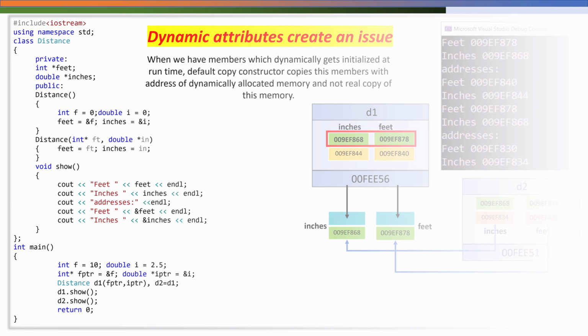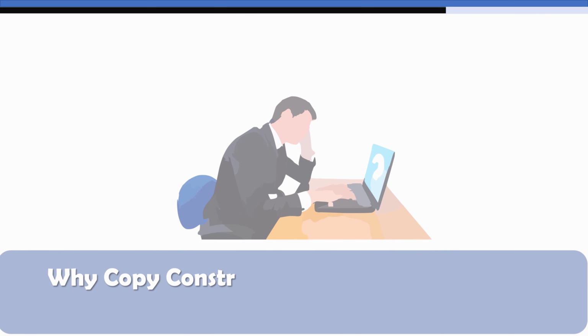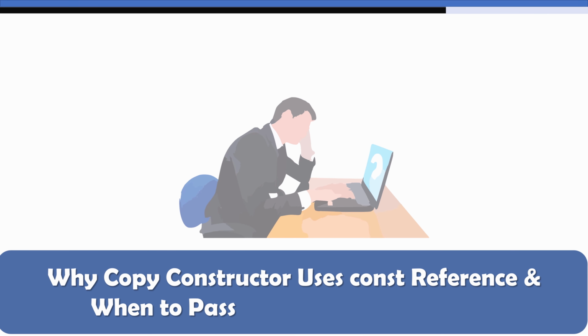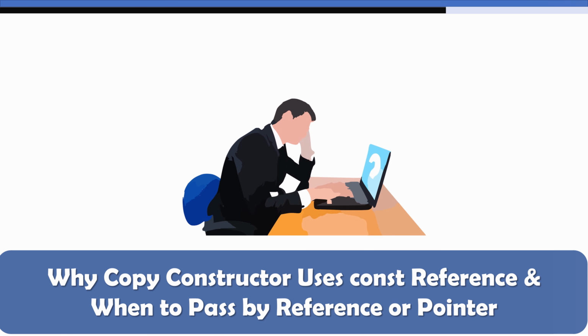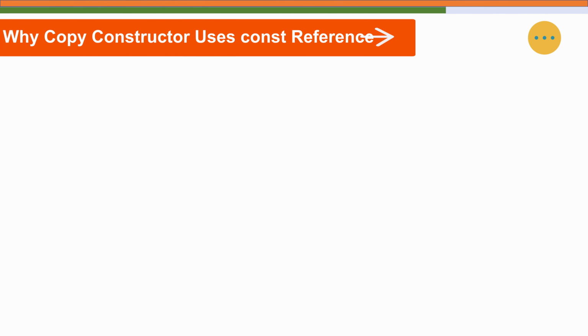Let's talk about an important detail in C++: why the copy constructor uses a constant reference as its argument, and why we generally pass arguments by reference or by pointer. So let's see this step by step. Part 1, why the copy constructor uses a constant reference. The copy constructor has this syntax.